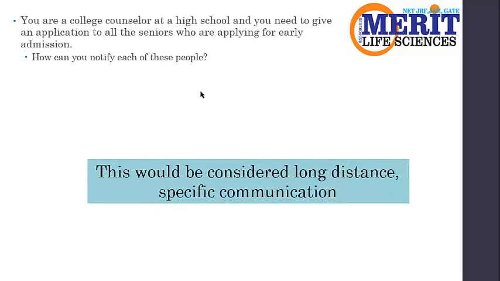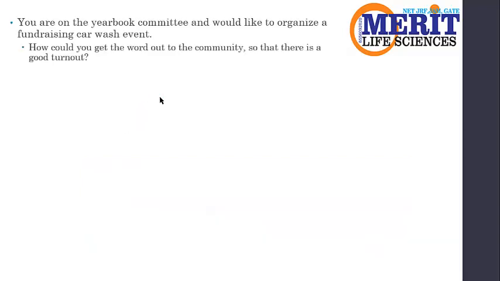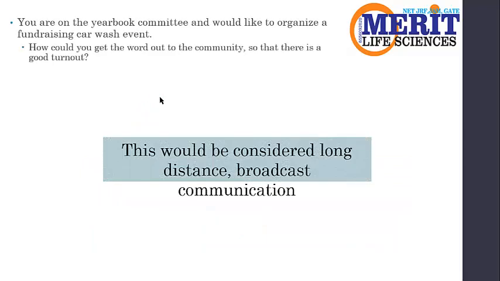And now if there is a college counselor and you need to give an application to all the seniors, all the seniors who are applying for early admission, how can you notify each of these? This is called the long distance, because you don't know who will be your friends, so the information must reach them. This is called the long distance and specific communication. So you are asking all the seniors applying for early admissions. So now this is another condition.